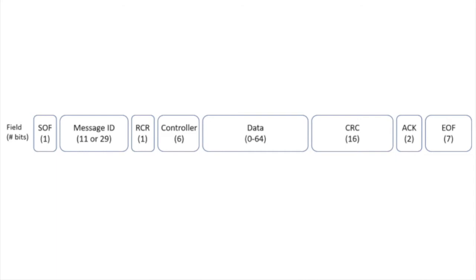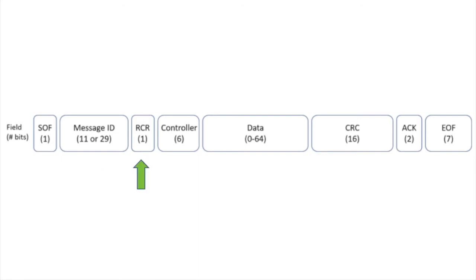So going from left to right, the start of frame signals the beginning of a frame with a dominant 0 bit versus the recessive 1 bit state. The message ID defines the priority of the message based on which CAN node is delivering the frame. The lower the number, the higher the priority. Standard arbitration IDs are 11 bits and extended arbitration IDs are 29 bits. The ID is based on the node and not the actual message being delivered. So in other words, lower priority CAN nodes must wait for openings to transmit their messages regardless of the message.